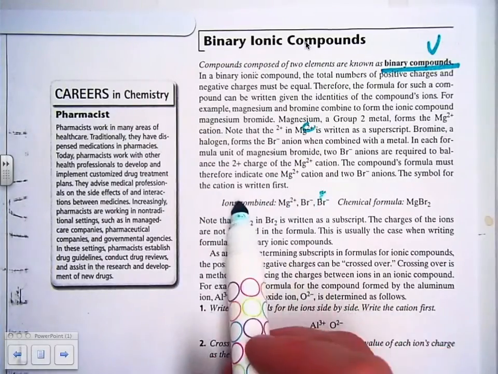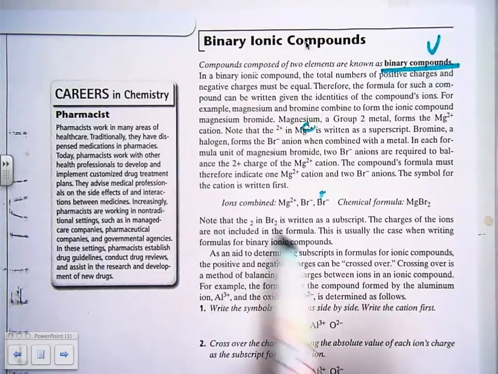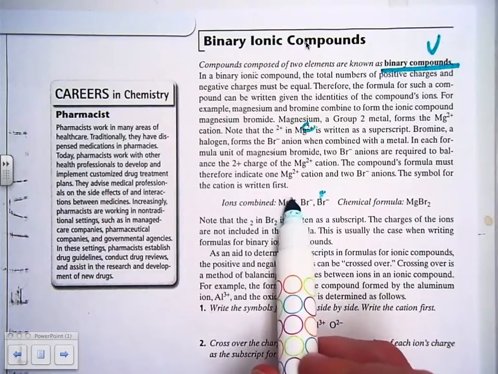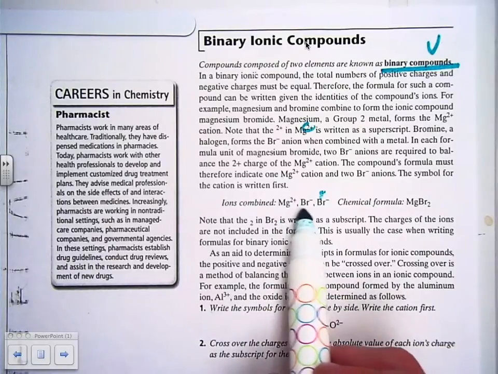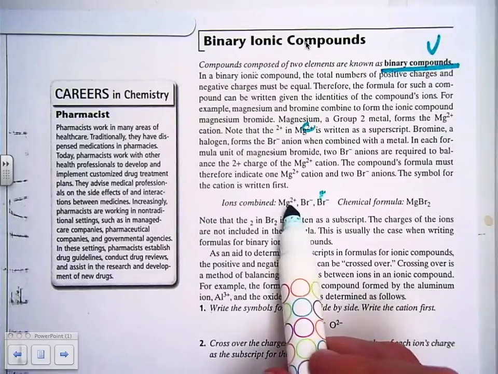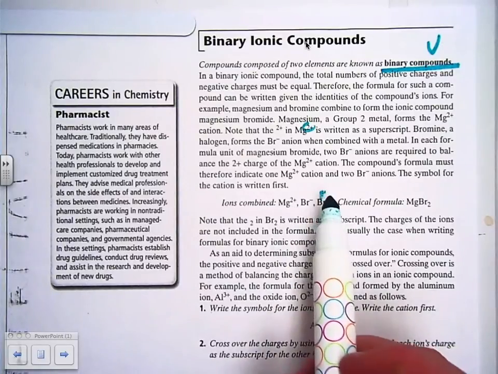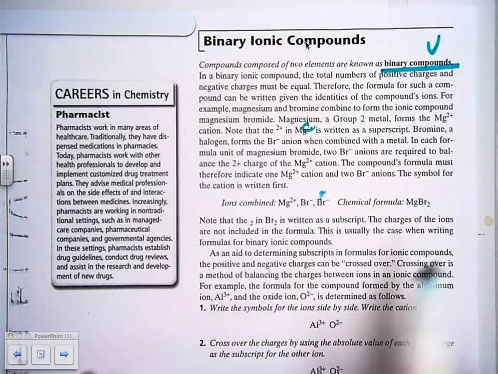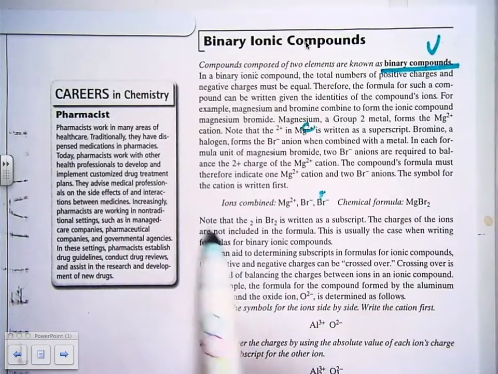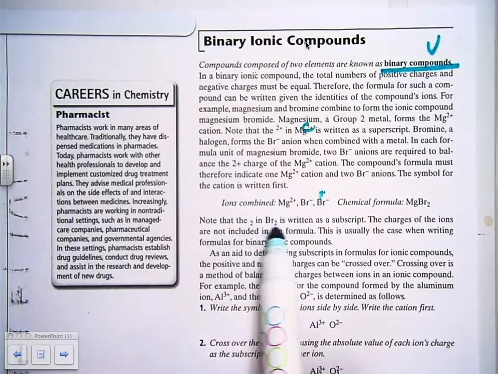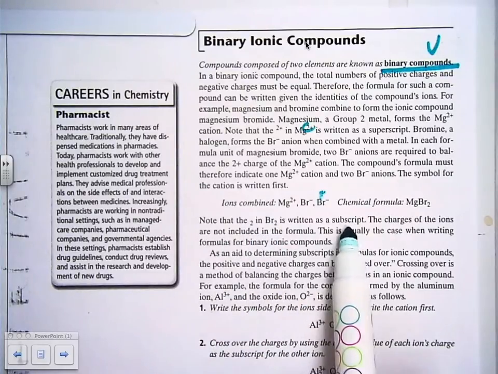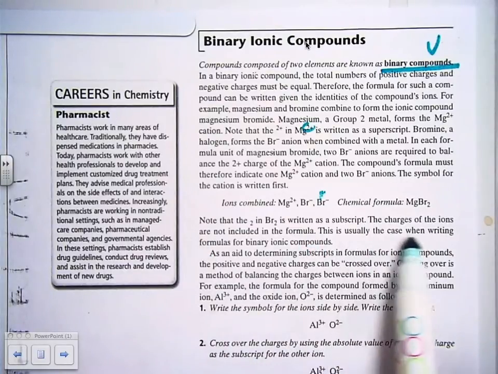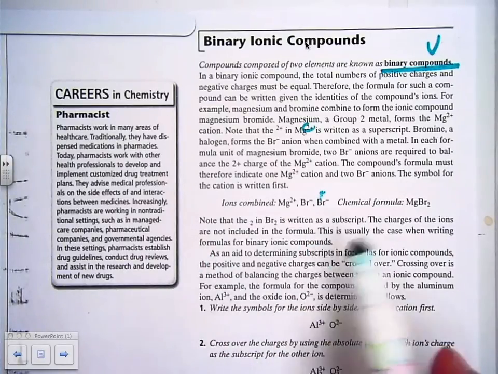The symbol for the cation is written first. Ions combined in this way. So you're going to combine 1 magnesium, because 2+, and 2 bromides, because you need to balance out. If there's 2 pluses, you need to have 2 minuses in there somewhere. 2 negative charges. So the chemical formula is MgBr2. Note that the little 2 in Br2 is written as a subscript. The charges of the ions are not included in the formula. This is usually the case when writing formulas for binary ionic compounds.